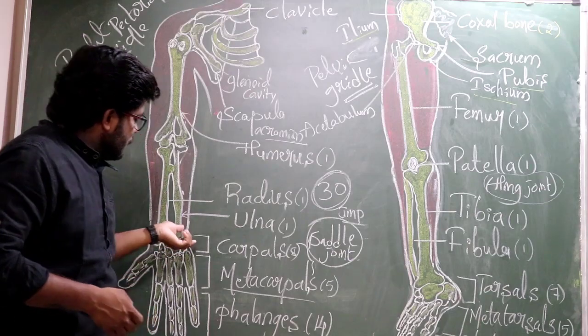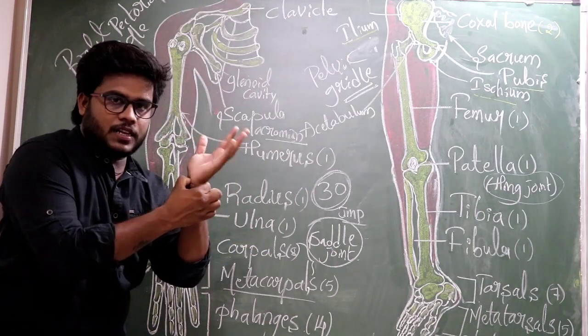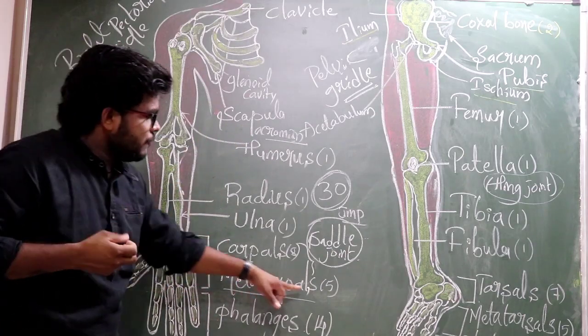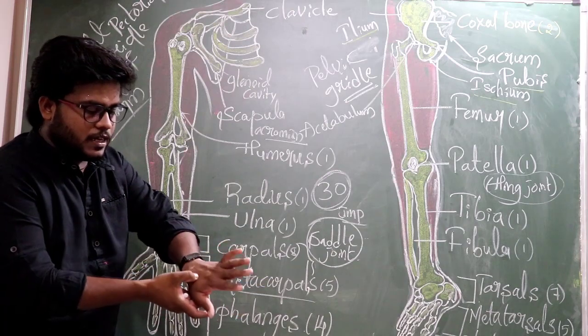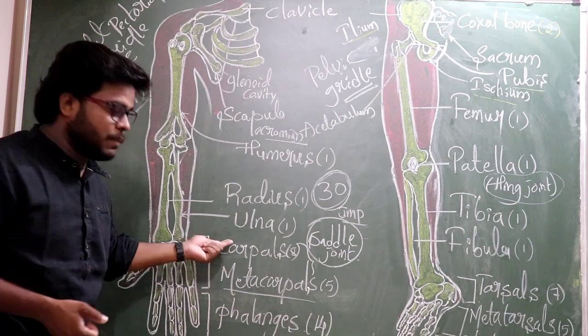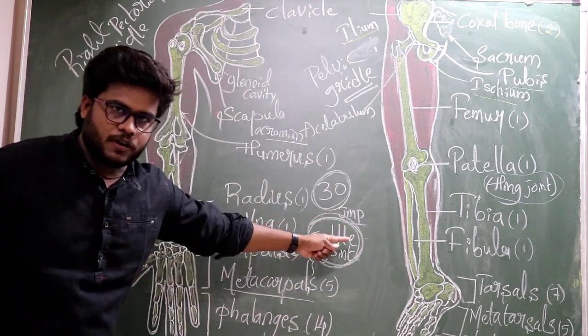Next, at the palm region there are 8 carpals present, and it has 5 metacarpals. These carpals are attached with the metacarpals with the help of the joint called the saddle joint. Very, very important point.